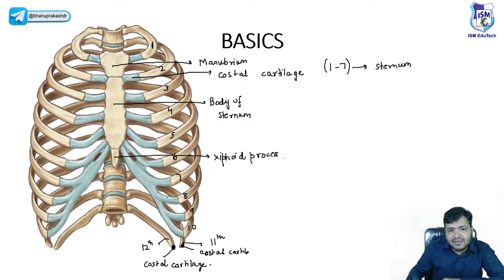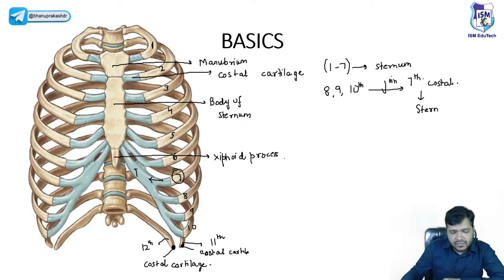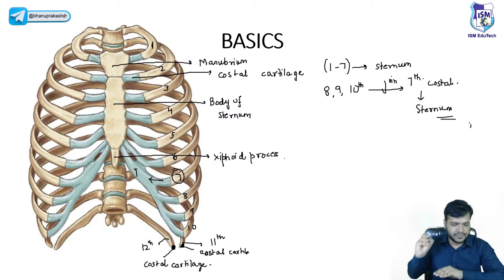And you already know the 8th, 9th and 10th. The 8th, 9th and 10th, if you can clearly see, beta, they are joining with which costal cartilage? 7th costal cartilage. And then they attach to the sternum. So remember that 8th, 9th and 10th join with the 7th costal cartilage and then join to the sternum.